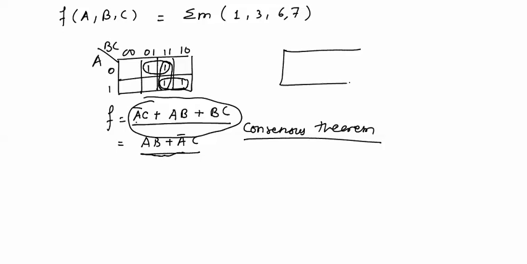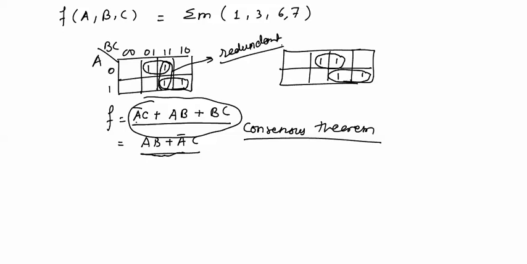See, we had four 1s in the places shown. If we have this one pair and this one pair, all the four 1s are covered. Means there is no need of this pair. This pair is redundant. Now if we find the expression, F will be equal to A bar C plus A B. This will be the final expression.